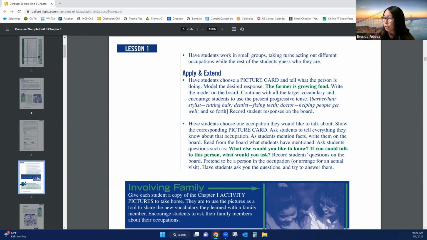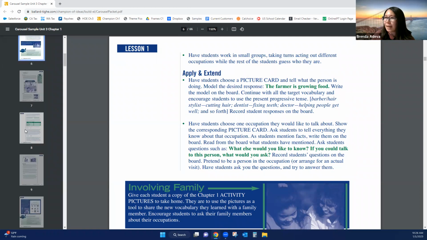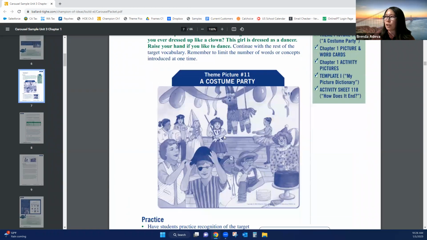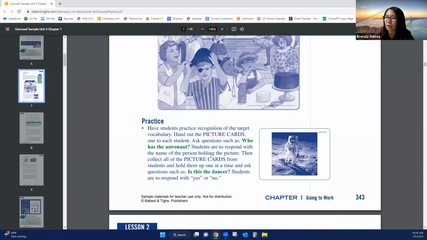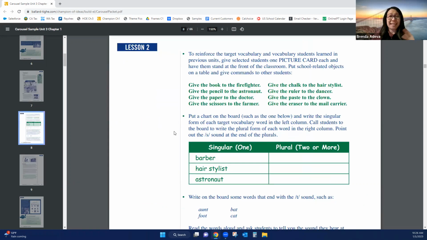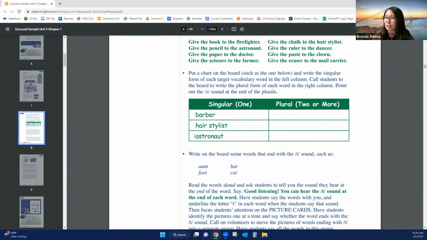All right, we're going to move on to lesson 2 just to show you we use a second theme picture to talk about vocabulary again and introduce more vocabulary words. Yes, no questions for those lower levels, but higher levels have them explain a little bit more, jumping back again to grammar, singular versus plural.